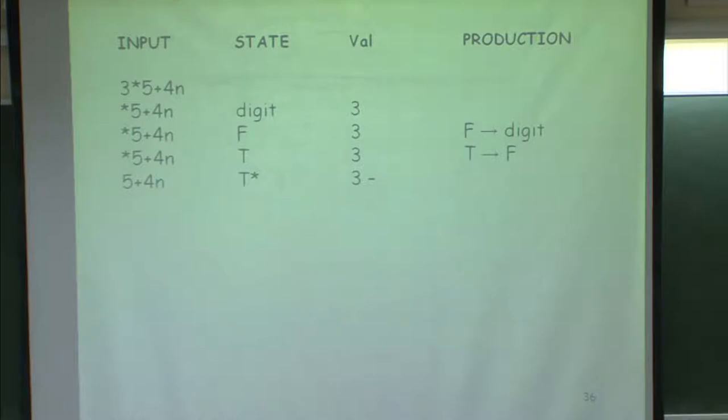So dash is undefined, not minus. And then again a digit comes on the stack. So 3, undefined, 5 is the value stack, and when I do a reduction by this rule, when this digit goes to F, my value stack remains the same, okay? And then I will say that T star F gets reduced.